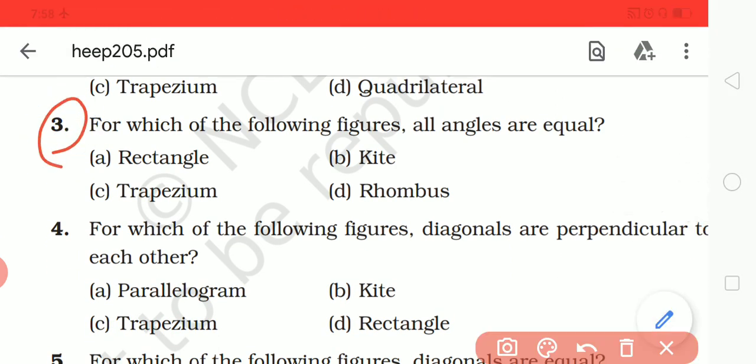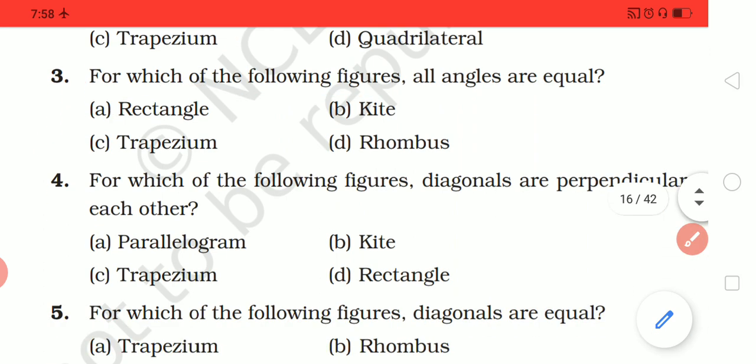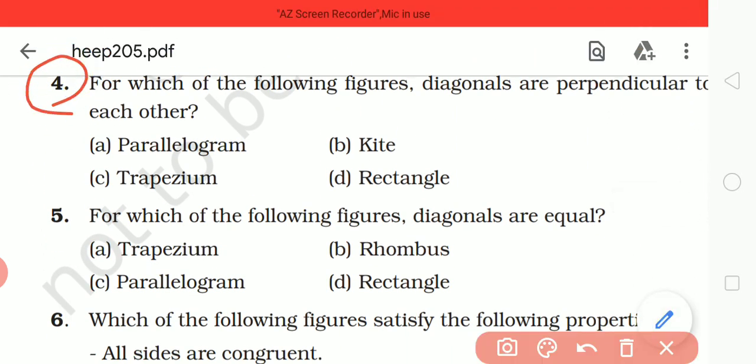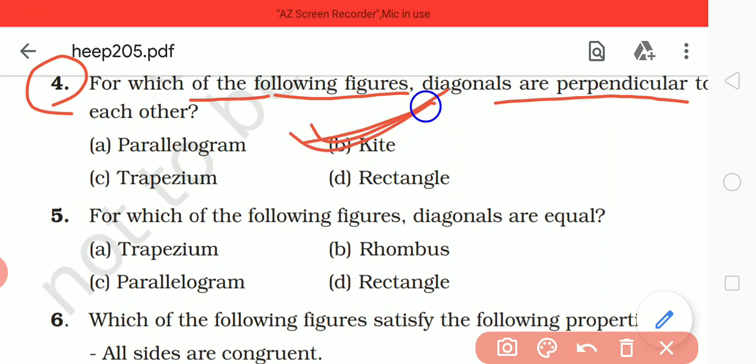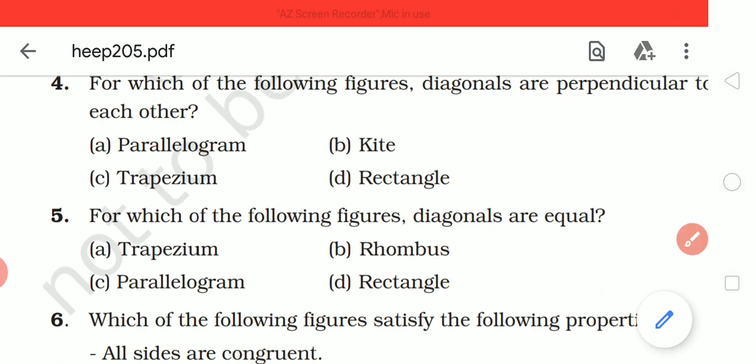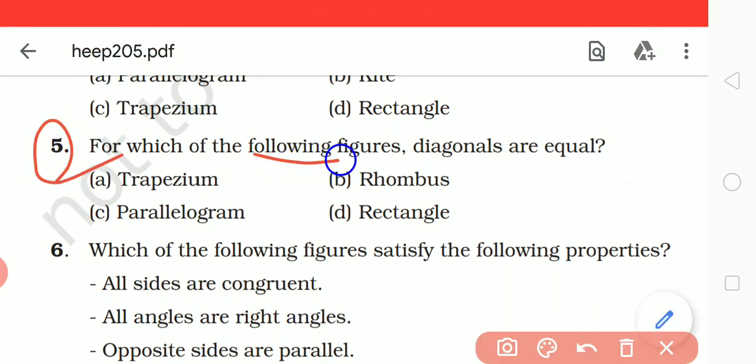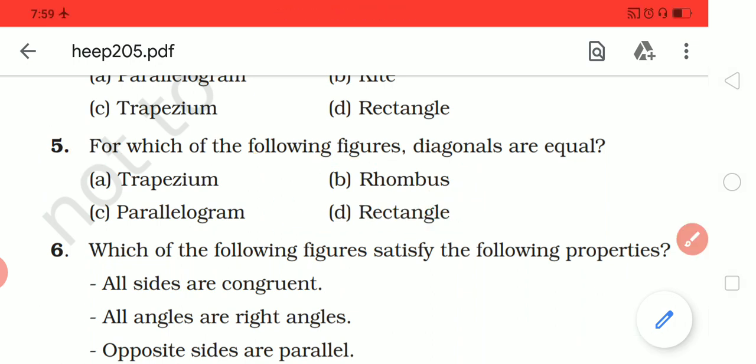Now third question, for which of the following figures all the angles are equal? In the rectangle all the angles are equal, in the square all the angles are equal. So we have given rectangle. For the fourth question, for which of the following figures diagonals are perpendicular to each other? In the rhombus, kite and square, right? So kite is given. Question number 5, for which of the following figures diagonals are equal? Diagonals are always equal in square and rectangle. So what we have given, that is rectangle. So it is the right answer.